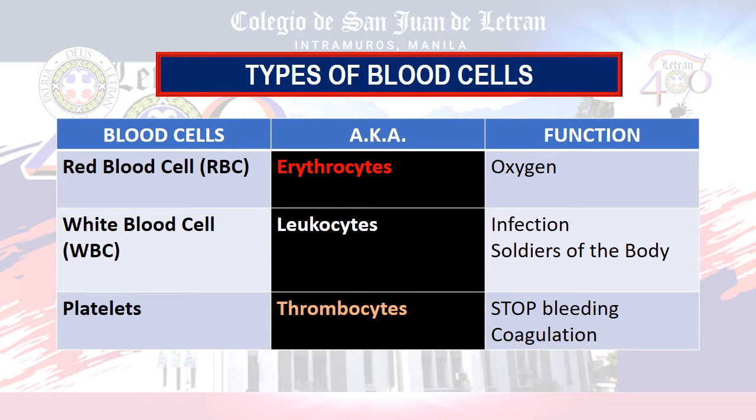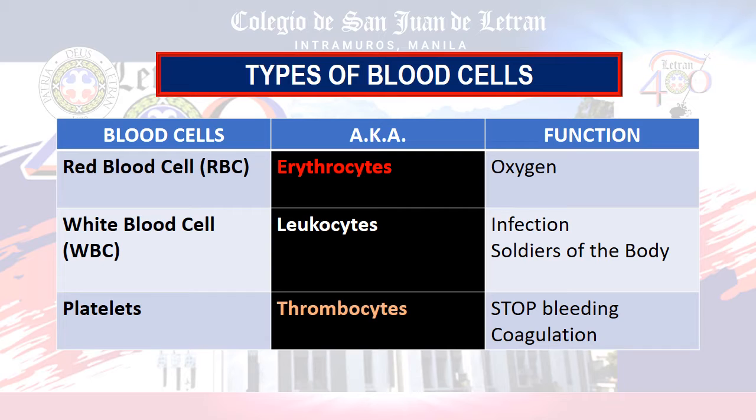Let's now move on to the types of blood cells. Blood is the transport media of nearly everything within the body. It transports hormones, nutrients, oxygen, antibodies, and other important things needed to keep the body healthy. We have RBC, WBC, and platelets.